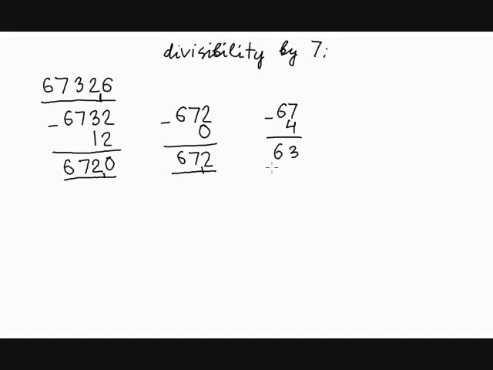And we know that 63 is actually 7 times 9. But let's say we don't know that. So we're going to subtract twice the last digit from the rest of the number. So we got 0. 0 means this number is divisible by 7. Well, therefore we may conclude that 67,326 is divisible by 7.